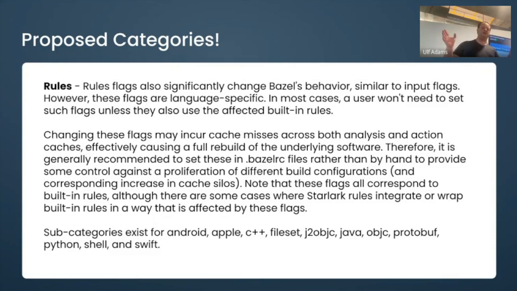Subcategories in this case exist for basically all the built-in rules. I found categories Android, Apple. Apple is a little bit special because there is a lot of Mac-specific stuff in there. C++ file set. File set doesn't exist in Bazel, Google only, so you don't need to look at that. Don't complain about file set being Google only. That's a good thing. You definitely don't want to use file set. File set predates the invention of Bazel and is much more weird than anything you want to look at. You have to trust me on that. J2 Objective-C, there are actually J2 Objective-C rules in Bazel, Java, Objective-C, Protobuf, Python, Shell, and Swift.